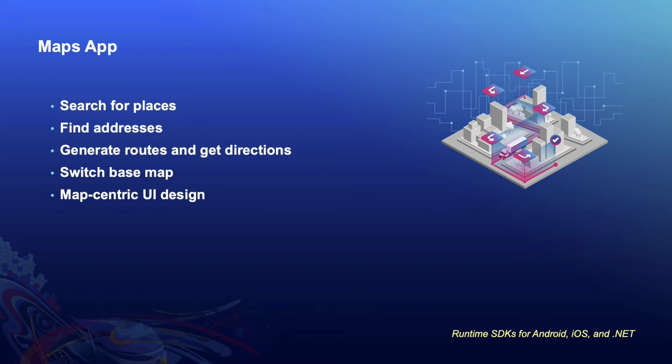The application supports generating a route and getting directions. Tapping a button generates routes between a predefined origin and destination. The application supports switching base maps and comes with a default gallery that allows changing the map's current base map by selecting from a variety of standard Esri base maps.